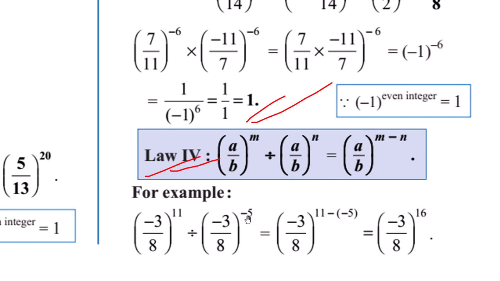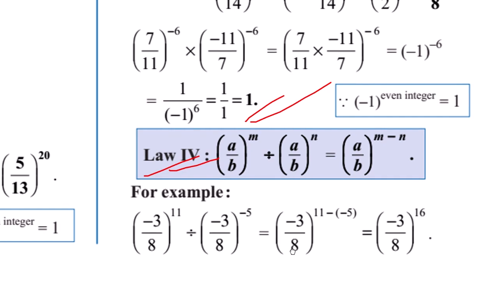(-3/8)^(-5), here the bases are the same, the exponents are different. One time we will write -3/8, and the exponents we will subtract. So 11 minus of minus 5, because in the numerator we have exponent 11, in the denominator we have minus 5. Minus into minus is plus, so it becomes 11 plus 5, which is equal to 16.